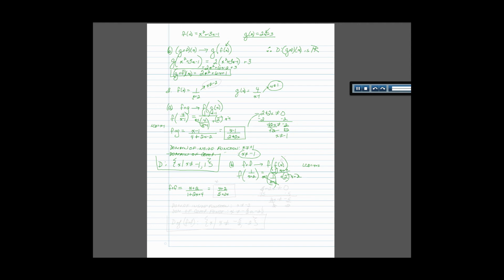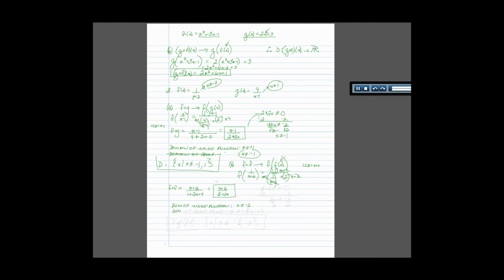And now we need to talk about domain. So first, what was the domain of the inside function? Well, what was the inside function? In this case, the inside and the outside were the same. So the inside function here is f of x. So go back to the top. There is its restriction. X cannot be negative 2.